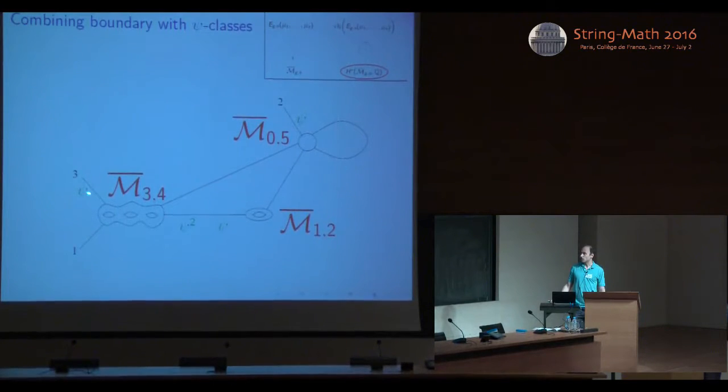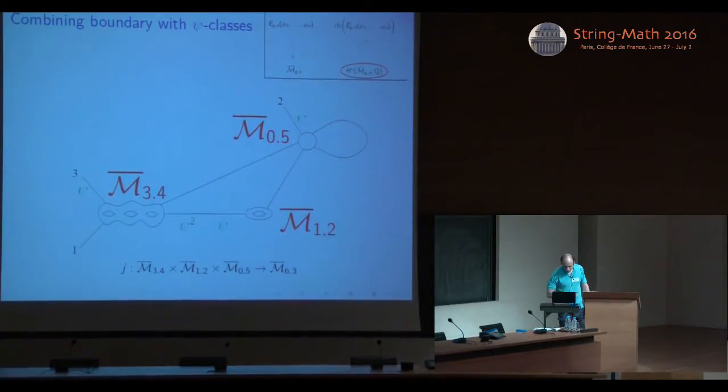This graph is called a stable graph, and it represents a boundary stratum. If you choose a complex structure on each of these small Riemann surfaces, and then you glue them together by contracting the edges, and you put the marked points where these legs are attached to the surfaces. Right here you have a leg that you can contract to obtain marked points 1 and 3. This leg you can contract to obtain marked point number 2. So this is one boundary stratum in the moduli space of curves, and it is a product of three smaller moduli spaces, as I explained.